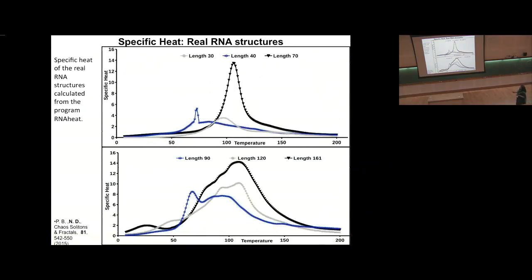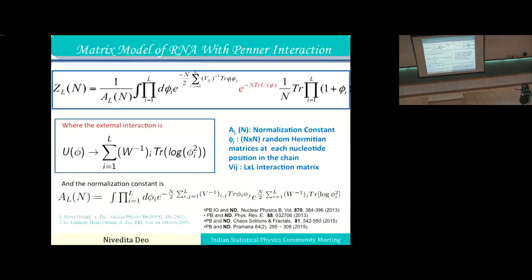And here, what we've done is taken the real RNA data and, using the program RNAheat, calculated the specific heat versus temperature curve for different lengths: 30, 40, 70, 90, 120, 161. And we find that there are bumps in the specific heat curve. And this is the model that we'll try to use to fit some of the data.